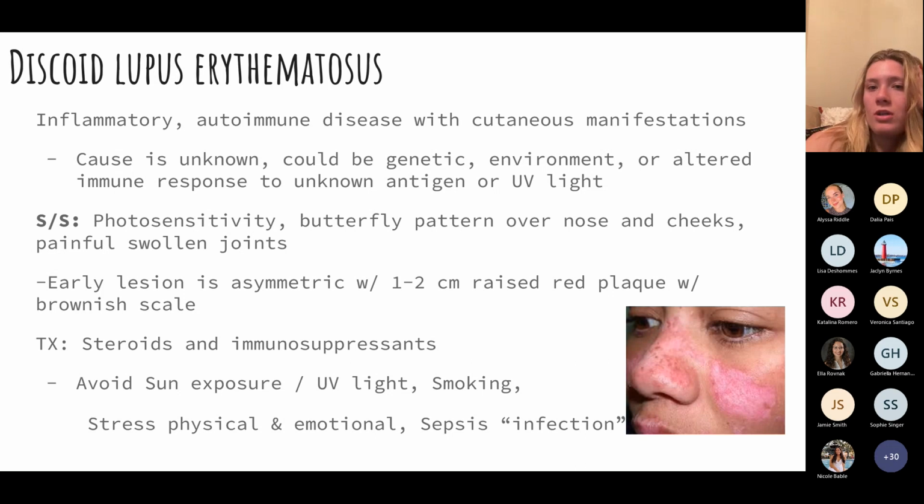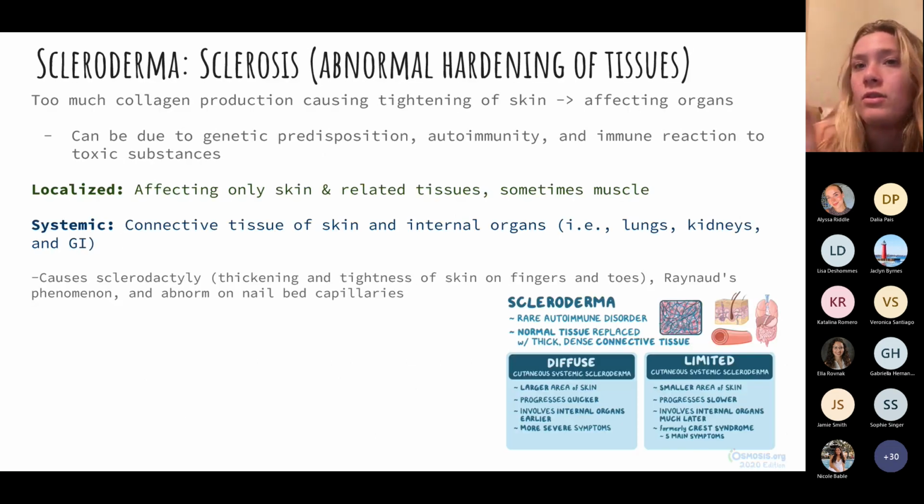So what can we do for treatment? Well, it's an autoimmune disease. So if my immune system is causing the problem, I need to suppress my immune system, so I can give immunosuppressants and steroids. What else am I also going to do? I'm going to teach them to avoid their triggers: avoid sun exposure, avoid UV light, smoking, all of those things.